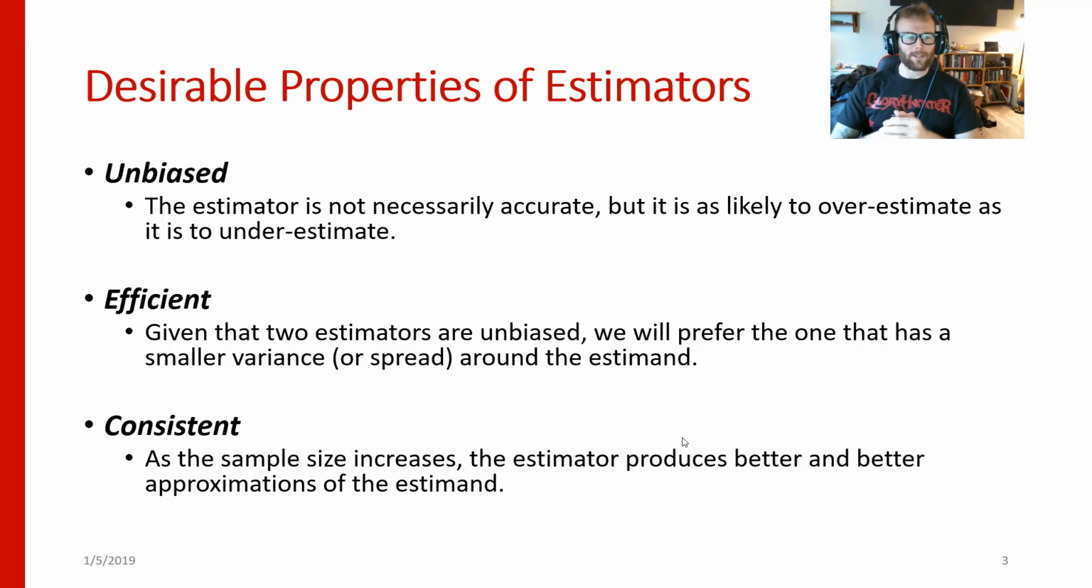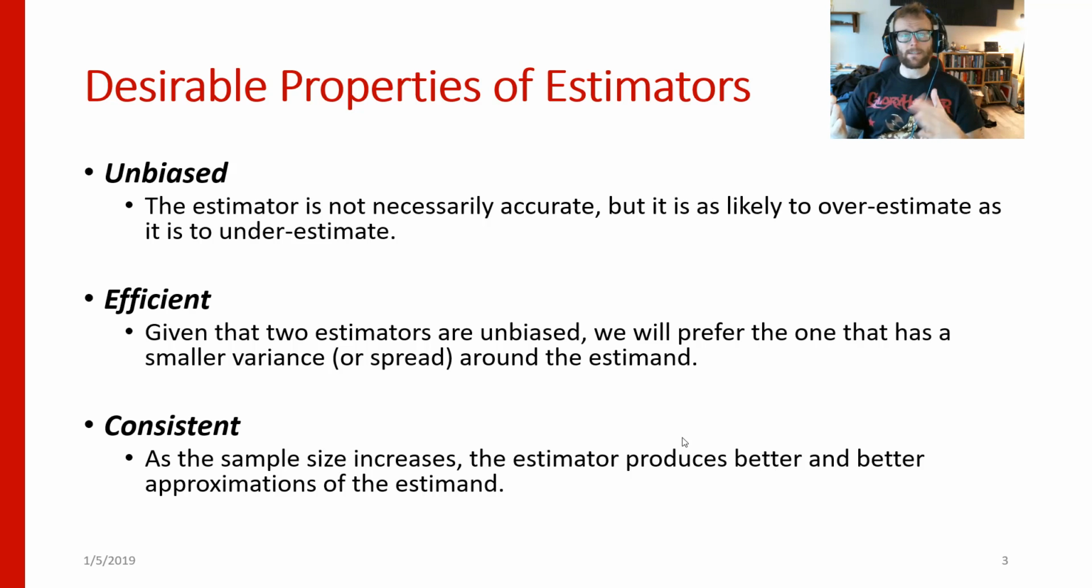Third, we also want estimators that are consistent. And consistency means that as the sample size increases, the estimator produces a better and better approximation of the estimand. So in a sample, for instance, with 10 people, we don't think that the mean is going to be a particularly accurate reflection of the population mean.